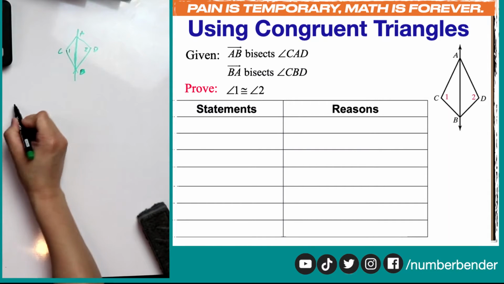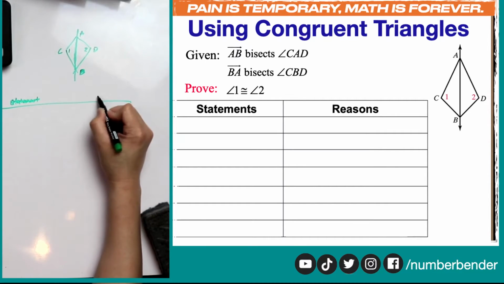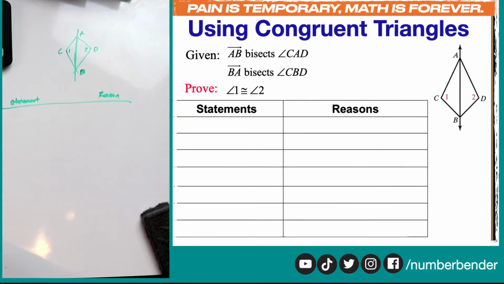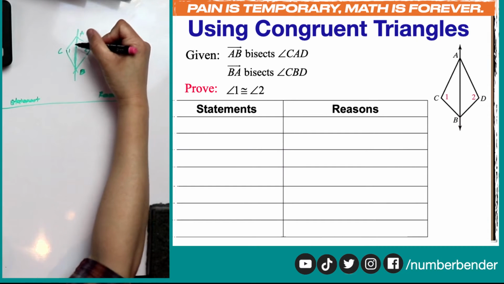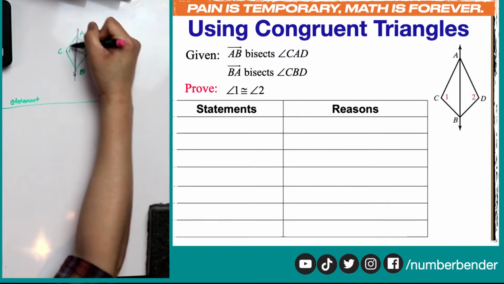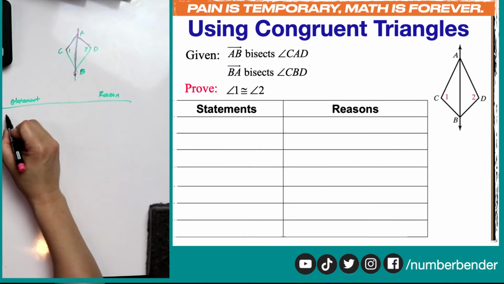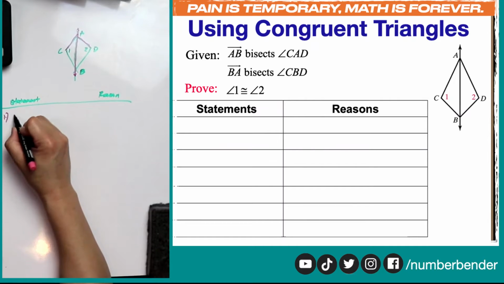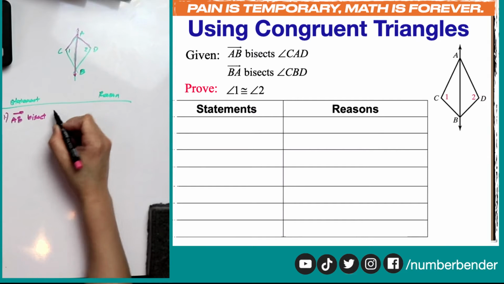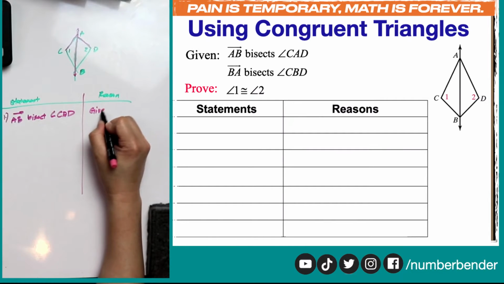So let's start with, of course, the two-column proof. This is our statement, and this is our reason. For the first one, we can use the information that AB, this line segment, or ray, bisects CAD, and this is in our given information. So we can say that ray AB bisects angle CAD, and the reason is it's our given information.